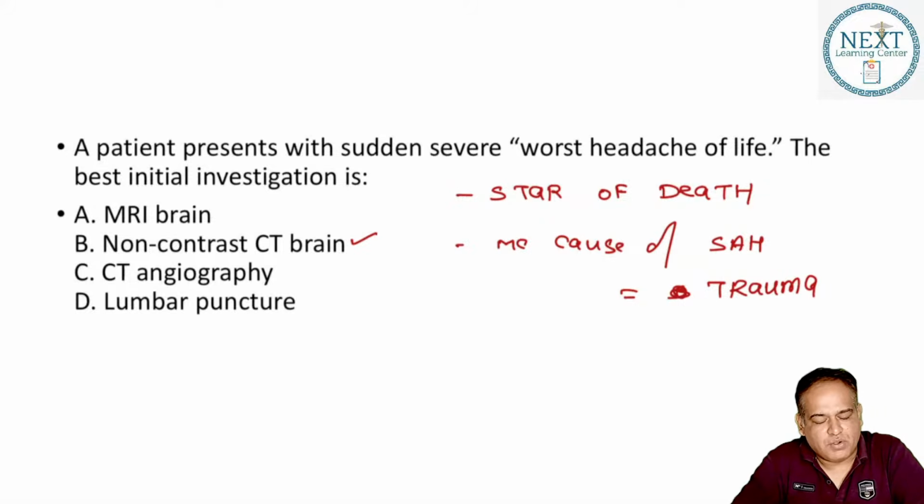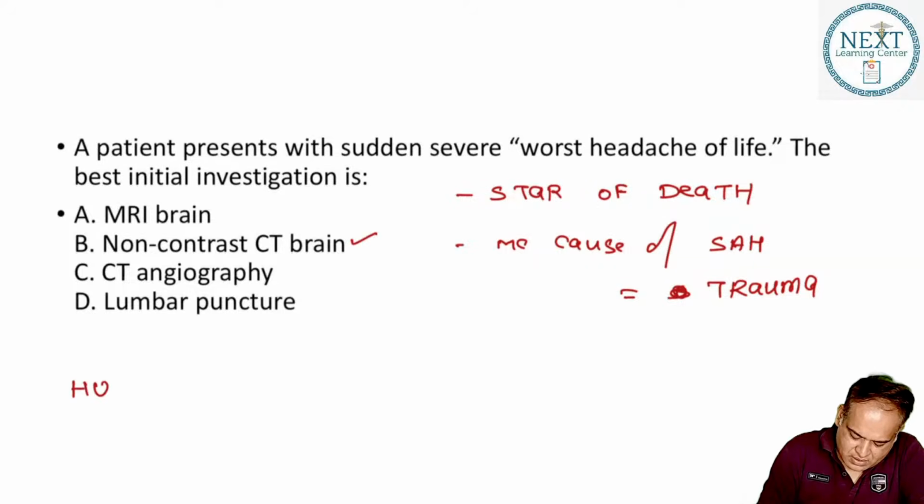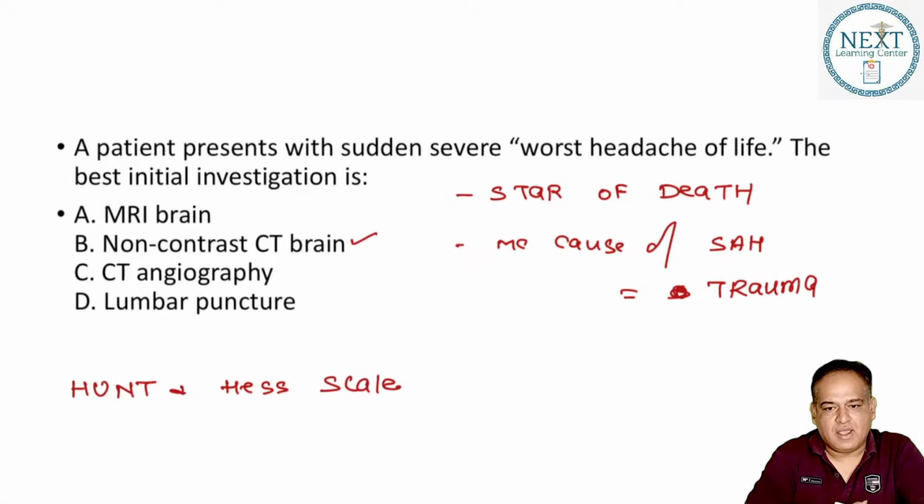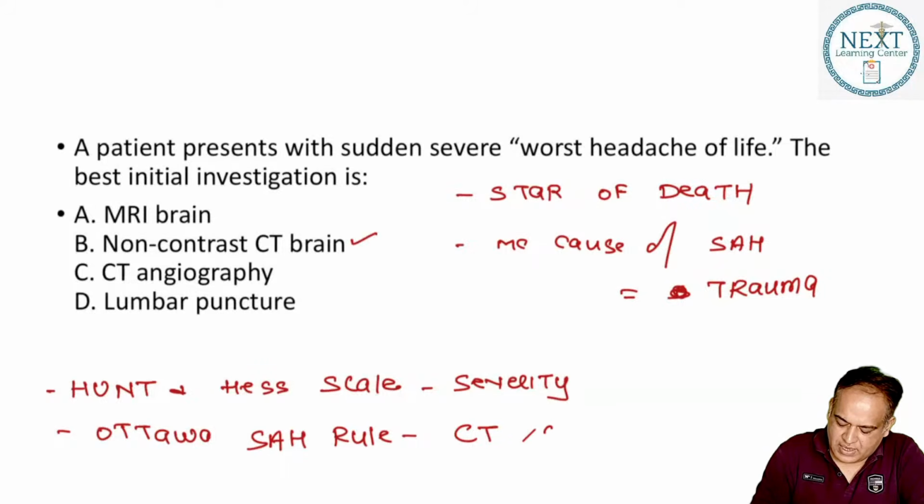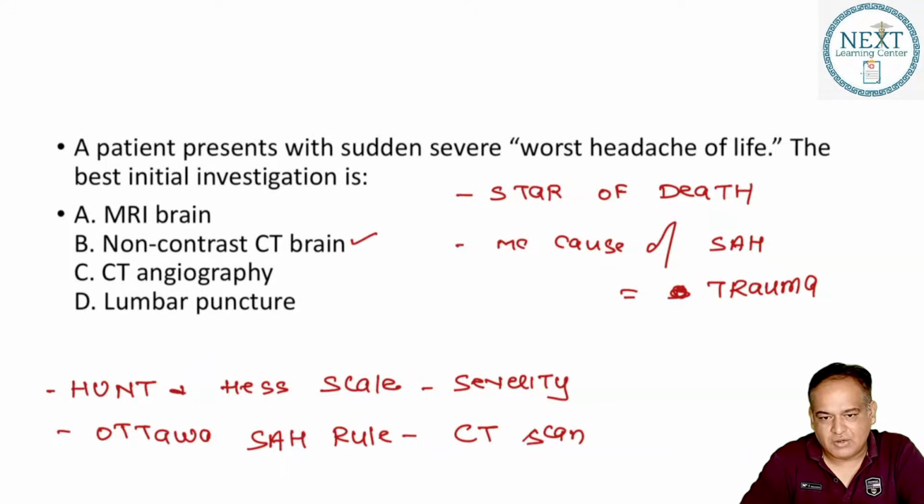What is the most common cause of spontaneous subarachnoid hemorrhage? Perianeurysm rupture. Now, here, dear doctors, I'll recommend that you please do read Hunt and Hess scale. Hunt and Hess scale, they tell you about the severity, right? And then Ottawa, capital of Canada, Ottawa subarachnoid hemorrhage rule. They guide whether you should get the CT scan done or not.